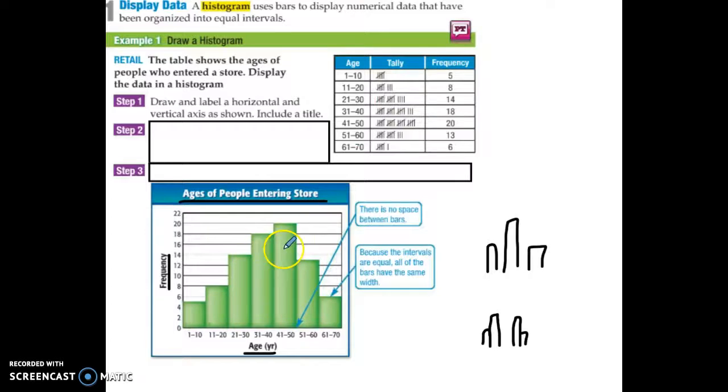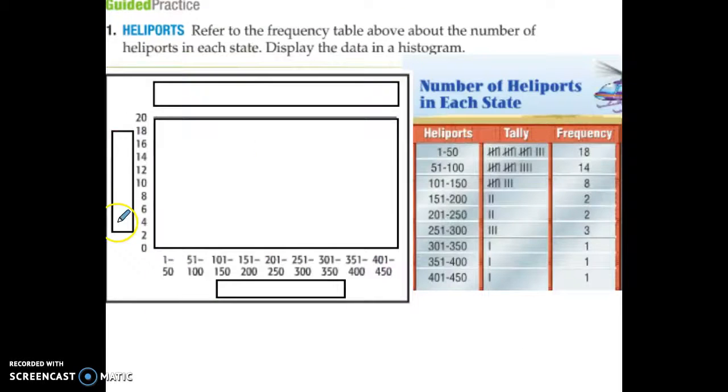I know this is example 1 to show it, but here's your chart. If you're making a histogram, you have to make your table. For the first age group, there are 5 in the 1 through 10, so you go up to 5 on your frequency, and then you make a little rectangle. Then you go up to 8 for the 11 through 20. There's 14 there, 18, 20, 13, and 6. So making these is not too difficult. I'll show you a little more on the next page.